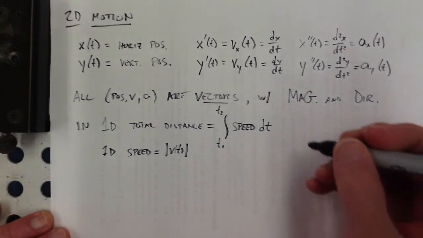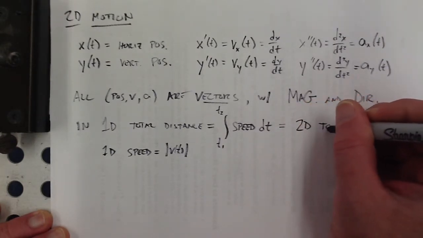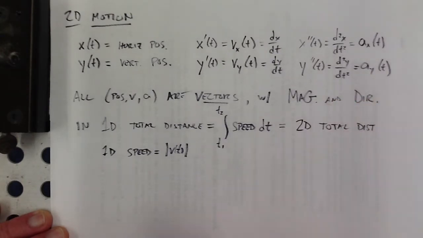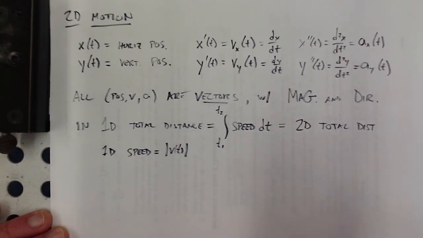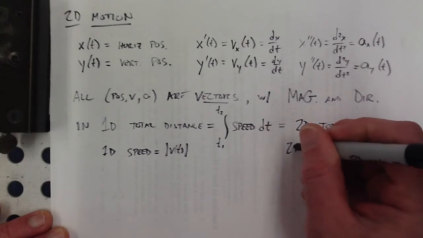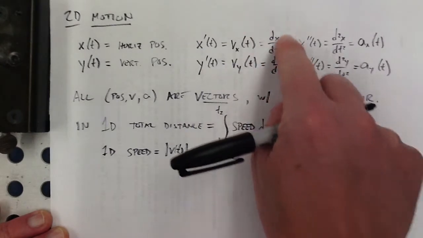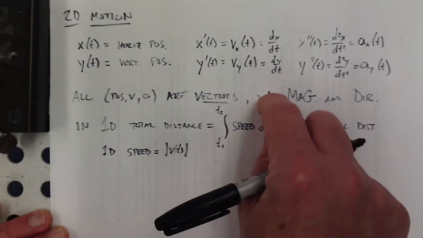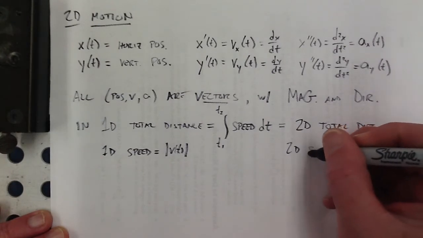Now in two dimensions, do you know what total distance is? Total distance is equal to the integral of speed, which is convenient, so it's the same thing: the integral of speed dt. But the difference is that in two dimensions, if you think about the components of the velocity, the x component and the y component, the speed is the hypotenuse of that.